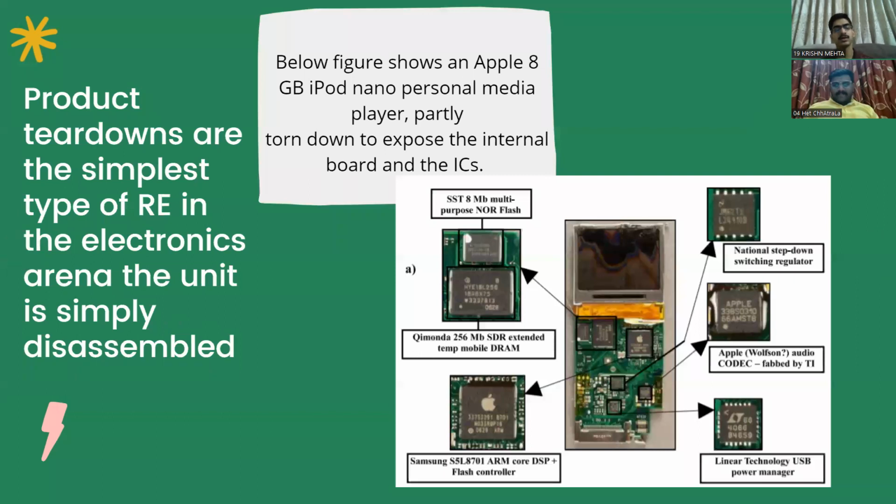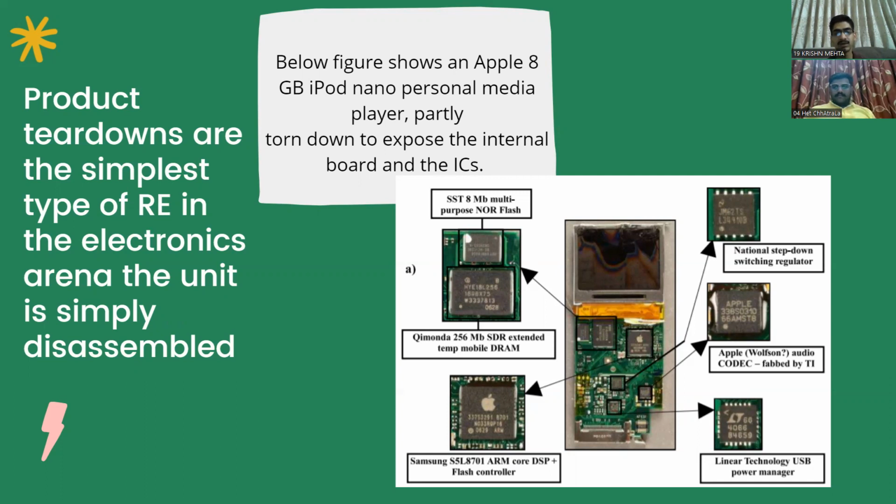So the next one. Since Heath has explained the analysis of the circuit, the next will be the product teardown. So what is a product teardown and how can it be useful in reverse engineering? Product teardown is the simplest type of reverse engineering in the electronics arena, where the unit is simply disassembled. The figure shown below shows an Apple 8 GB iPod nano personal media player. It is partly torn down and exposes the internal boards and the ICs available in it.